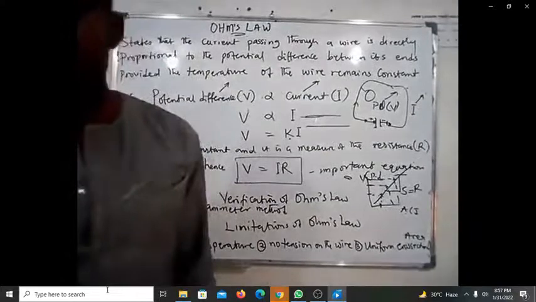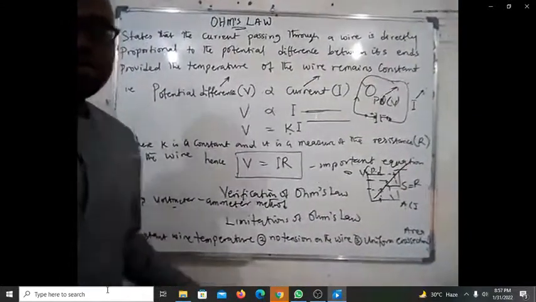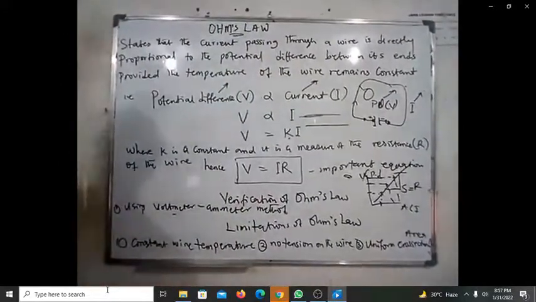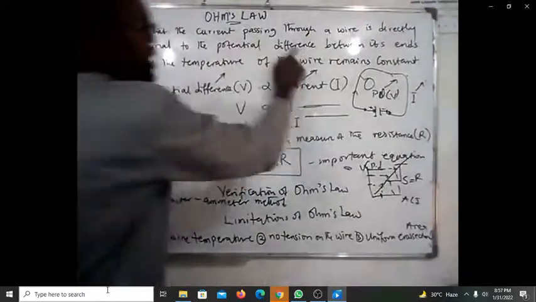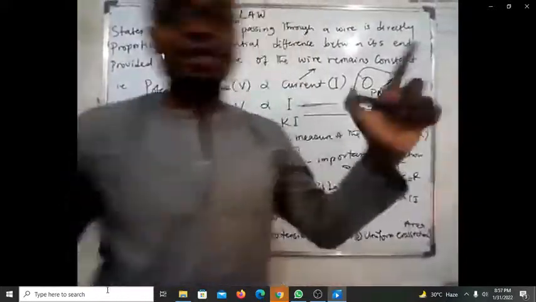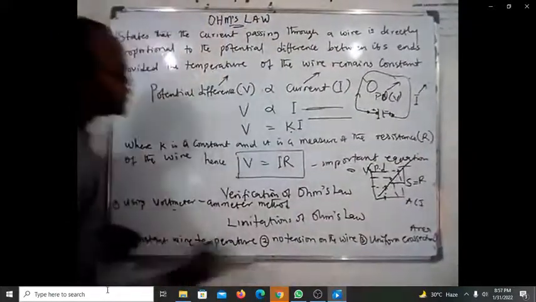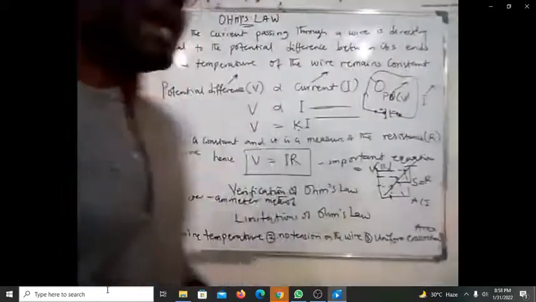The electrical current passing through a metallic conductor at a constant temperature is directly proportional to the potential difference. Perfect. That is the statement of Ohm's law. The electrical current passing through a wire is directly proportional to the what? Potential difference between each what? Ends, provided that the temperature remains what? Constant. And the Ohm's law equation is what? V equal to what? IR.